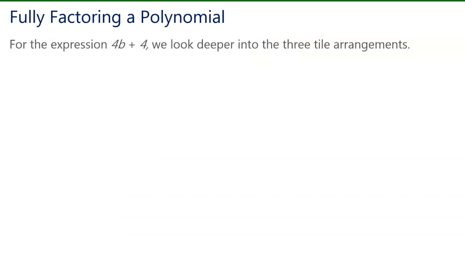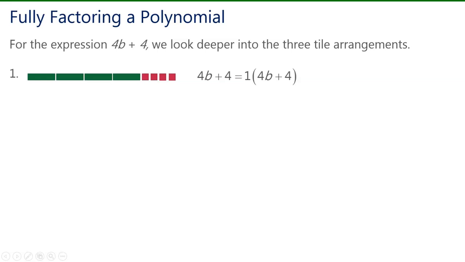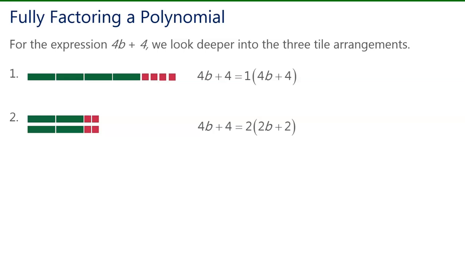Let's look at what it means to fully factor a polynomial. For the expression 4b plus 4, we look deeper into the 3 tile arrangements. Here's our first arrangement. 4b plus 4 equals 1 times 4b plus 4. Our second arrangement, 4b plus 4 is equal to 2 outside of 2b plus 2. And the third equivalent arrangement, 4b plus 4 equals 4 outside of b plus 1. We have 4 rows, and in each row is b plus 1.